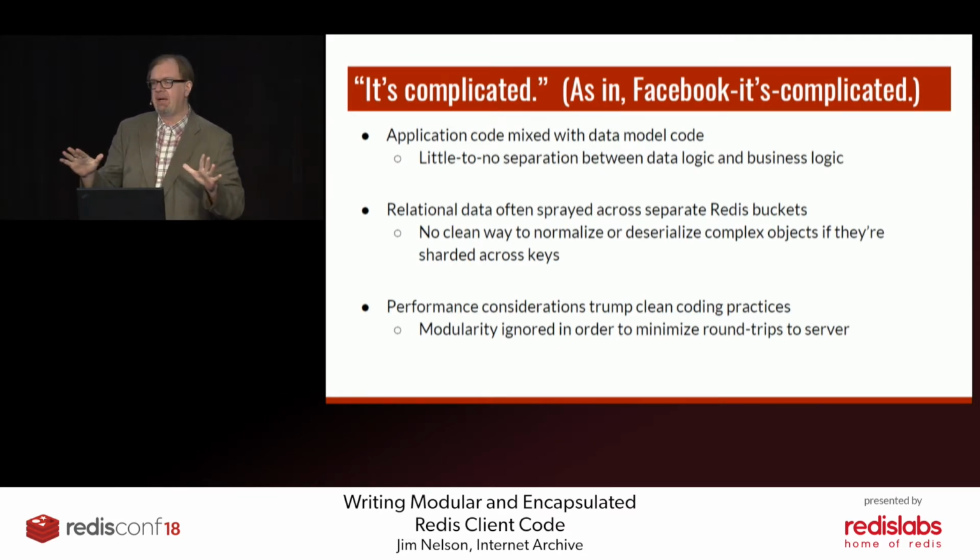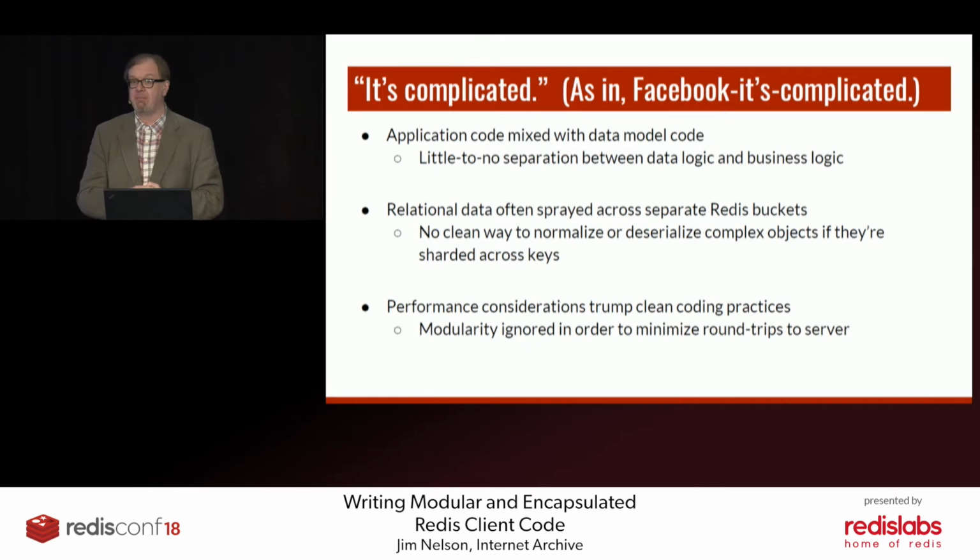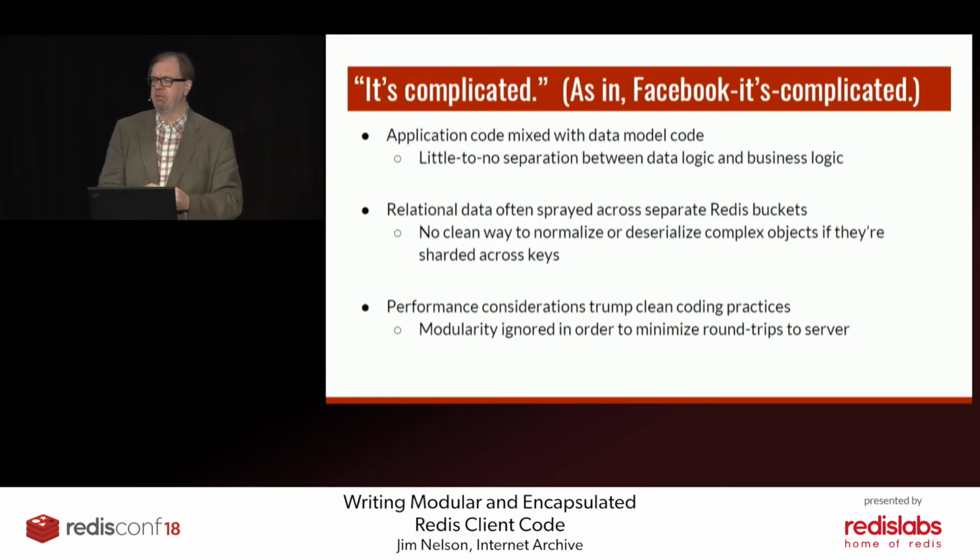Related data is often sprayed across separate Redis buckets. You keep your data in all these different keys, and in the case of a 10-node cluster, it might be across different machines. And I found that there was really no clean way with the Redis primitives to normalize or deserialize complex objects if they're sharded across keys. Imagine, for example, if you have an object in your code base that's based on a number of different data points that are stored all over Redis, and you have to assemble all of them to initialize that object. I found that there was not really a clean way of doing that.